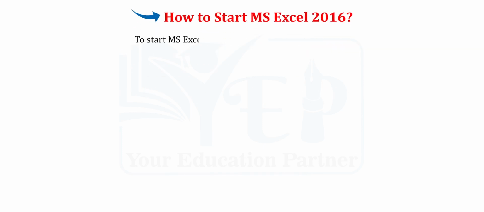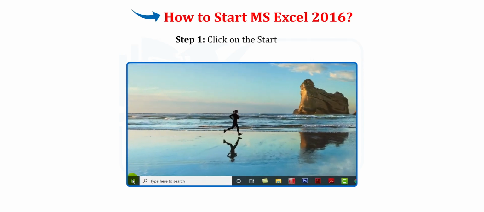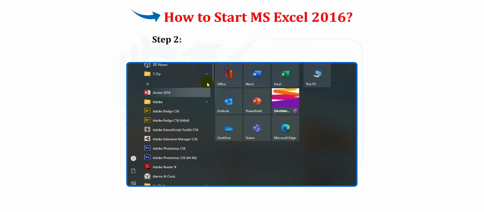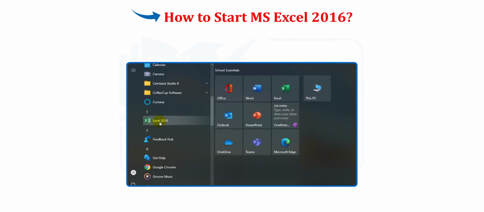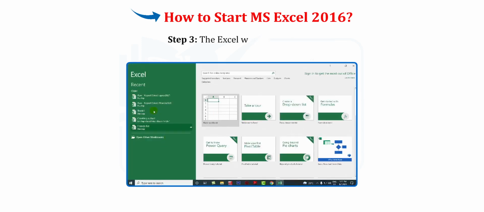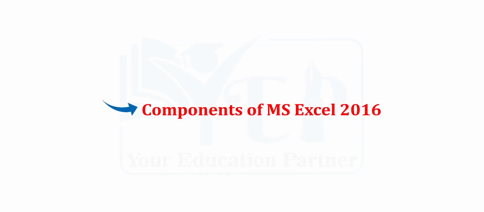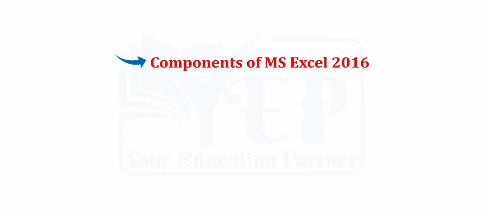To start MS Excel 2016, follow the steps given below. Step 1. Click on the Start button. Step 2. Scroll down and click on Excel 2016. Step 3. The Excel window will open. Okay, now let us talk about components of MS Excel 2016 screen.